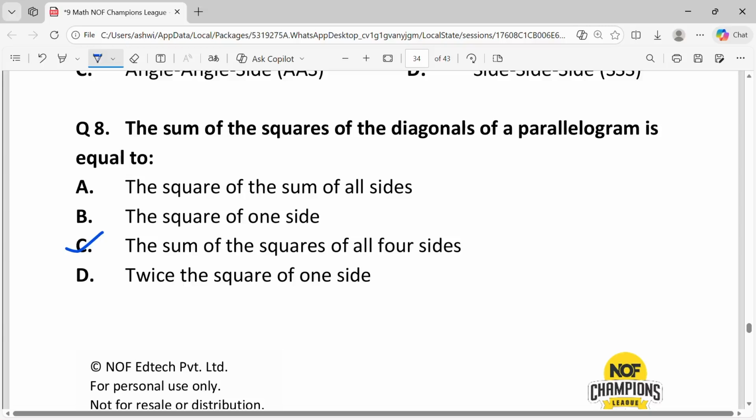The theorem states that for any parallelogram with side lengths a and b and diagonal lengths d1 and d2, the relationship is d1 square plus d2 square is equal to 2(a square plus b square). Since the parallelogram has two sides of length a and two sides of length b, the sum of the squares of all four sides is 2(a square plus b square).